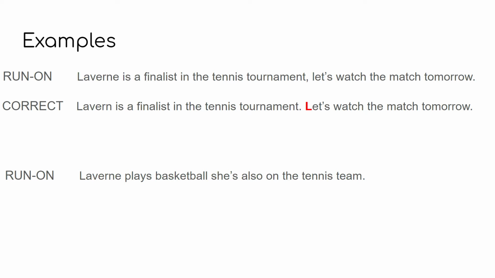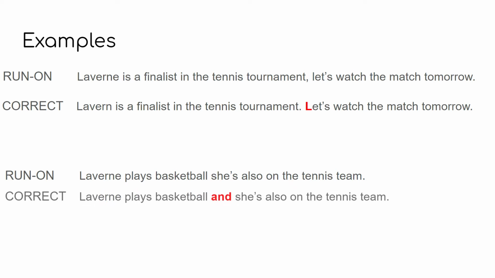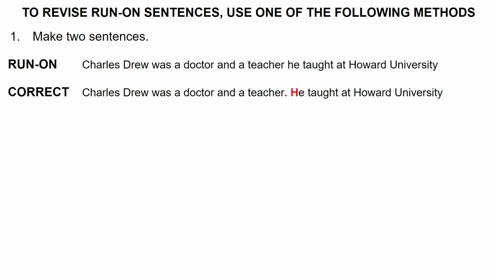Again, another example: Laverne plays basketball, she's also on the tennis team. Two ideas. First one is about her playing basketball. Second is about her playing tennis. Here, instead of adding punctuation in between, we added "and": Laverne plays basketball and she's also on the tennis team. So in the examples, we used this to make two sentences.